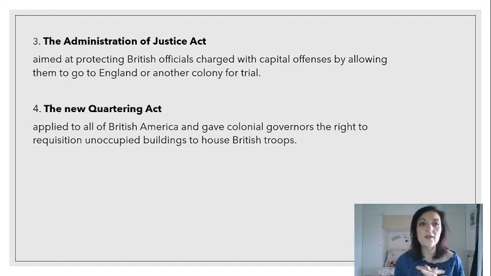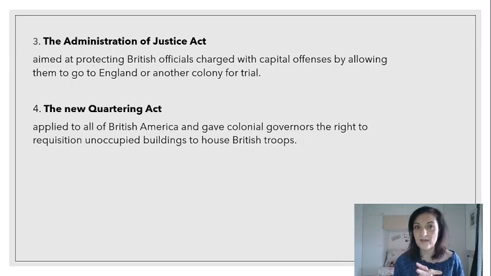The third was the Administration of Justice Act. So an act which changed how justice had to be administered in the colonies. What was the aim of this Administration of Justice Act? It aimed at protecting the British officials who had been charged with capital offences. So it wanted to protect the British officials, so the British soldiers, even though they had been charged with capital offenses. They had to be protected because they were part of the British Crown.